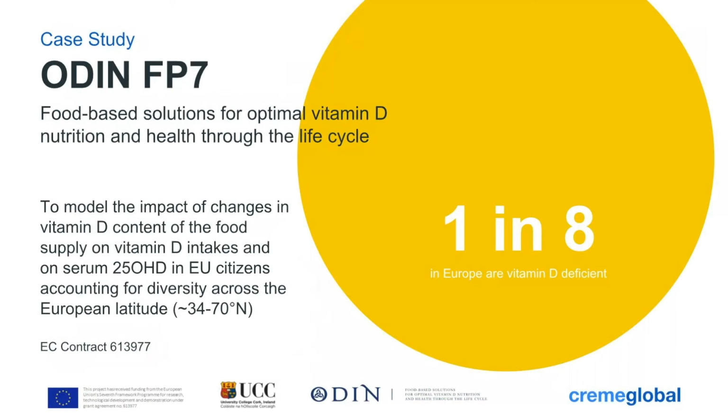Another project that we worked on was the ODIN FP7 project, which was examining food-based solutions for optimal vitamin D nutrition and health throughout the life cycle. It aimed to model the impact of changes in vitamin D content of the food supply on vitamin D intake, and also on serum vitamin D in EU citizens. Vitamin D deficiency is widespread across Northern Europe and has a significant impact on human health, affecting growth and development and health problems in aging as well.